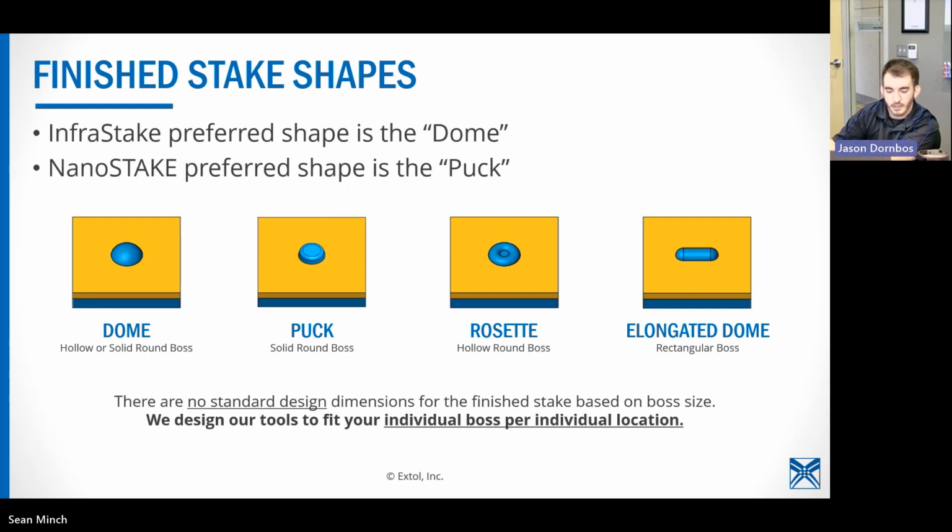The elongated dome on the right side is more for tabs. We steer towards using that shape for tab shapes. And then I wanted to mention the rosette as well. This is for situations for InfraStake where there might not be adequate material to cover said through hole.